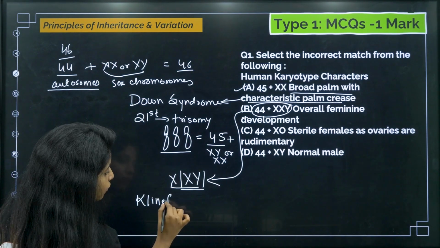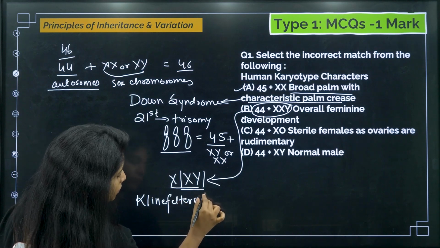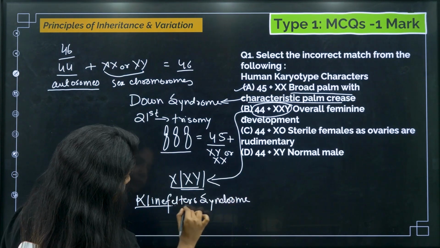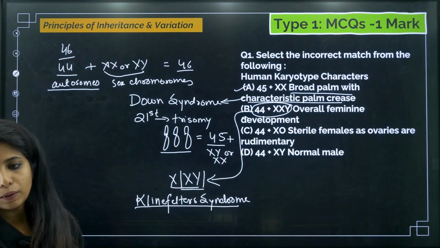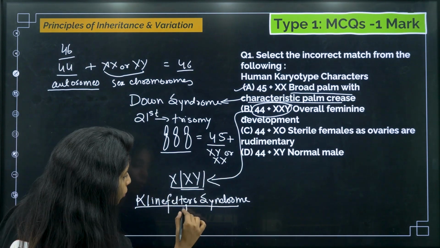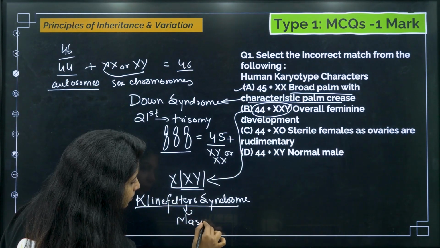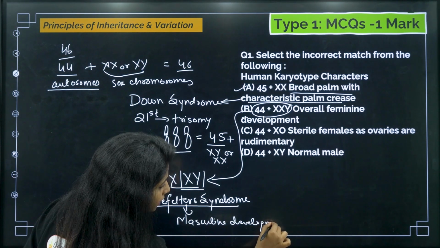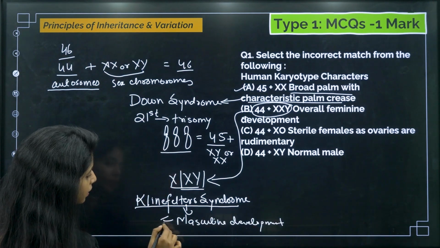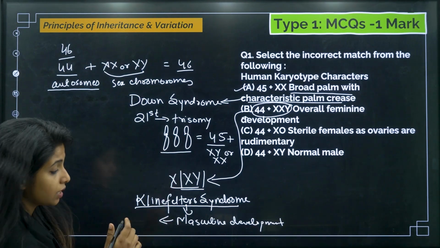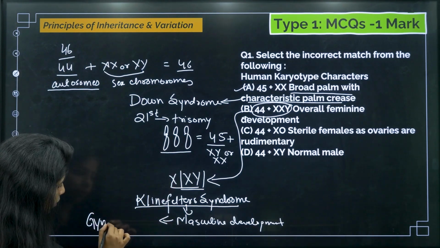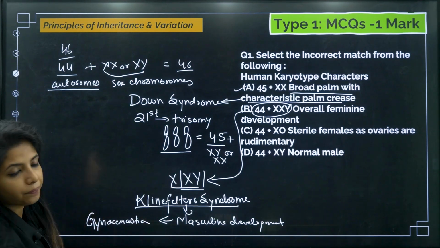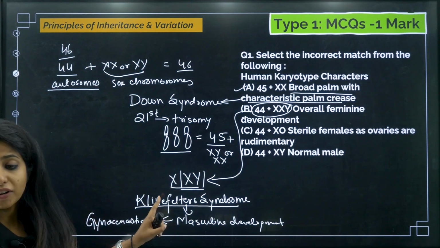It is known as Klinefelter syndrome. This is known as Klinefelter syndrome, where it's not overall feminine development. No children, it is actually overall masculine development, but there will be certain feminine characters, as in there will be formation of breast and everything. Okay, gynecomastia is also there. Fine, this is the case of Klinefelter syndrome.